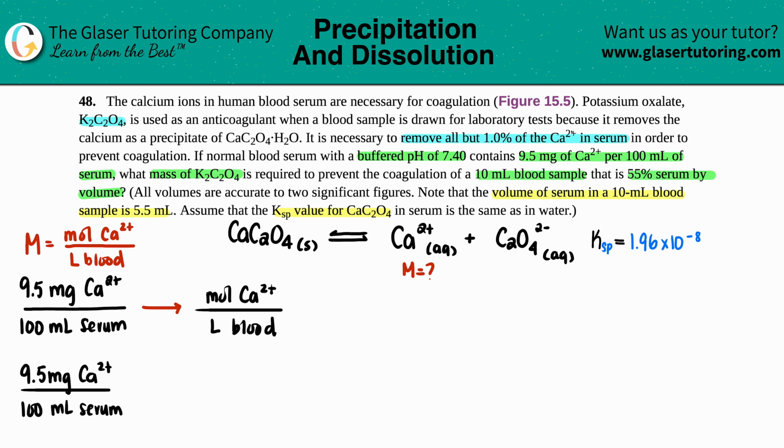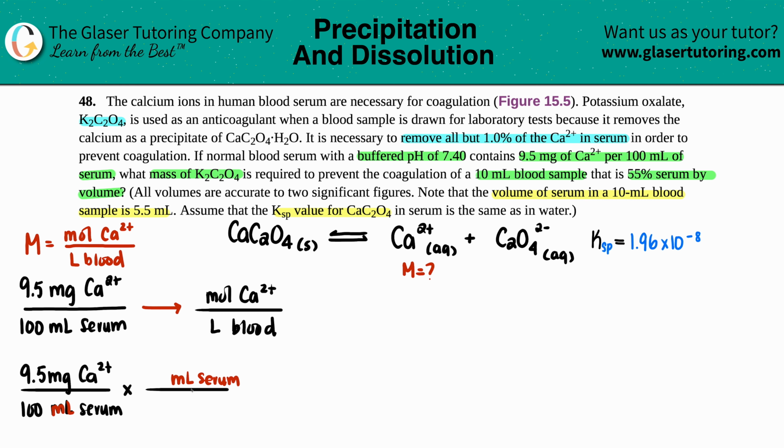Now, they did tell us that we had 5.5 mils in the whole entire 10 milliliter blood sample. So I can use that information. I'm going to times by the ratio. I don't want my mils of serum anymore, that goes on the top. Remember, whatever you don't want always has to go on the opposite side. So mils of serum goes on the top.